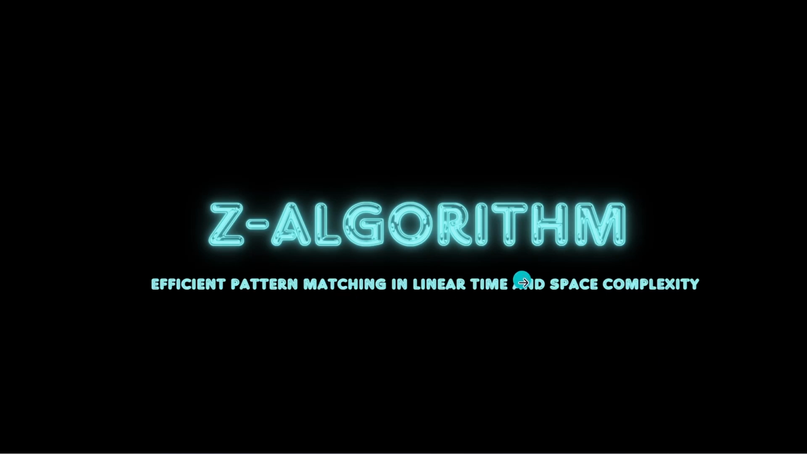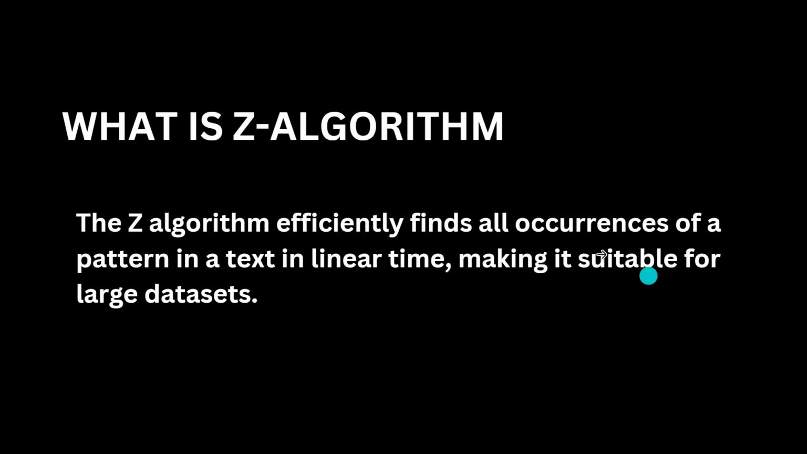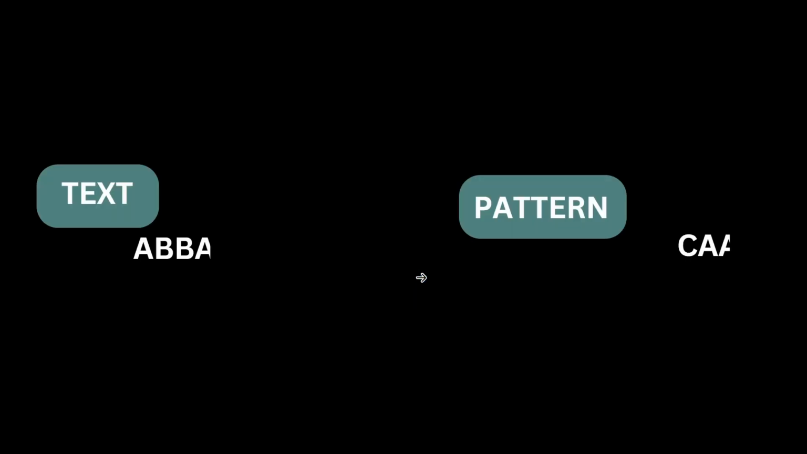In this video, we will be looking at one of the advanced algorithms, which is the Z algorithm. So let's get started. What is the Z algorithm? The Z algorithm is a linear time string matching algorithm, and it is used to find all the occurrences of a pattern in a string. So if given a text and asked to find the pattern in the text, we use the Z algorithm. This provides the index at which the pattern is present.